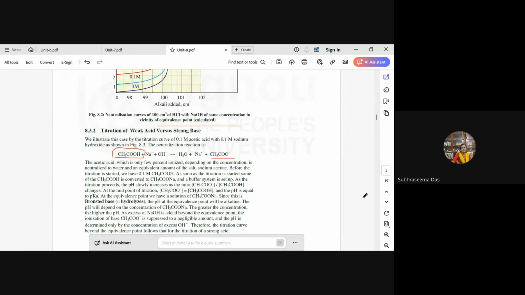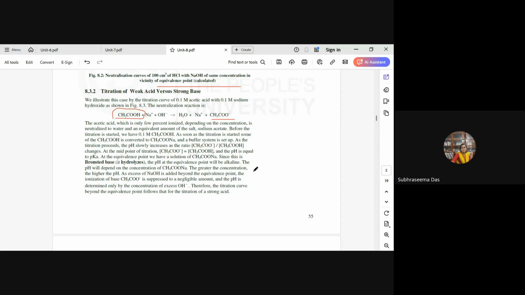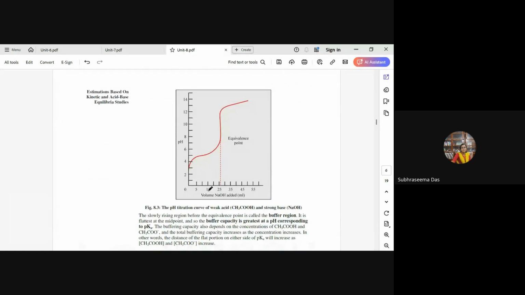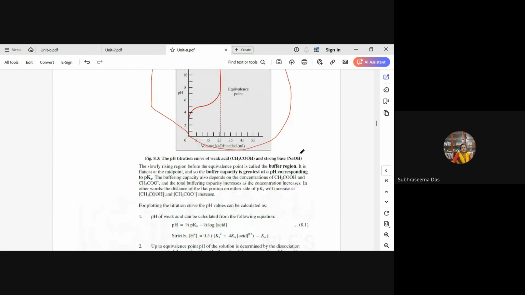At the equivalence point we have only the solution of sodium acetate. Since this is a Bronsted base, the pH at the equivalence point will be alkaline, and the pH will be dependent on the concentration of sodium acetate. So the higher the concentration of sodium acetate, the higher the pH. So here is how the pH titration curve of acetic acid versus sodium hydroxide looks like.